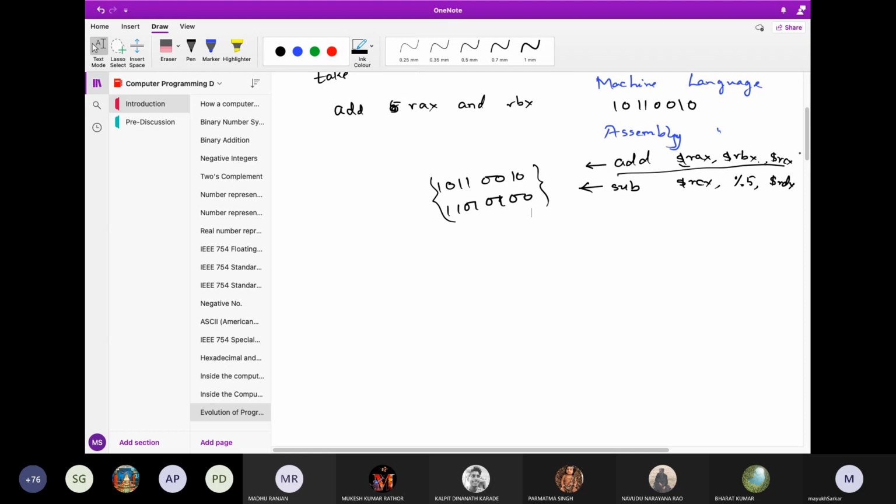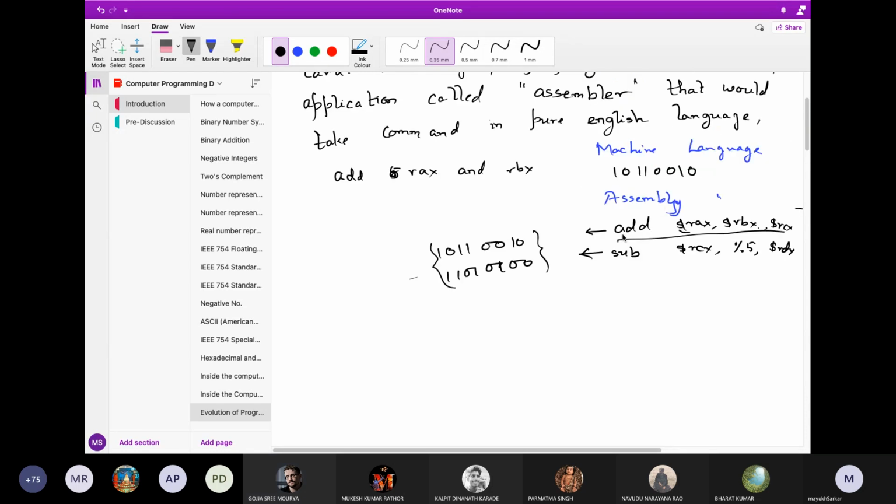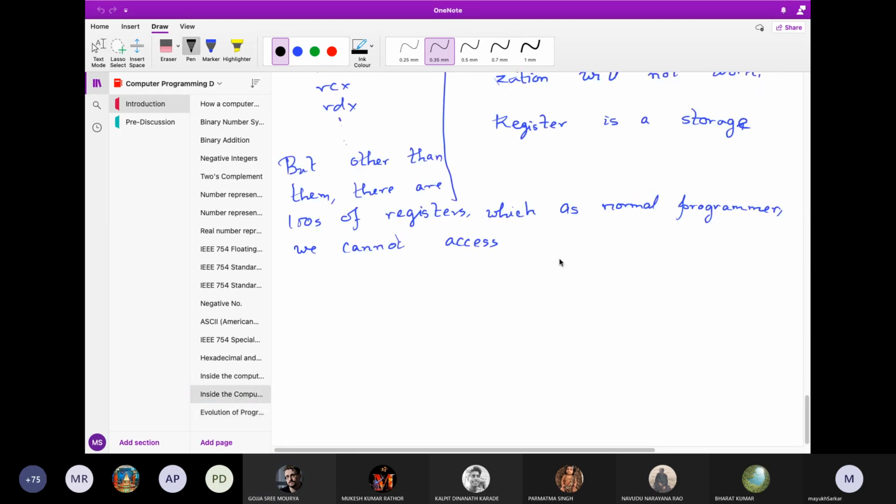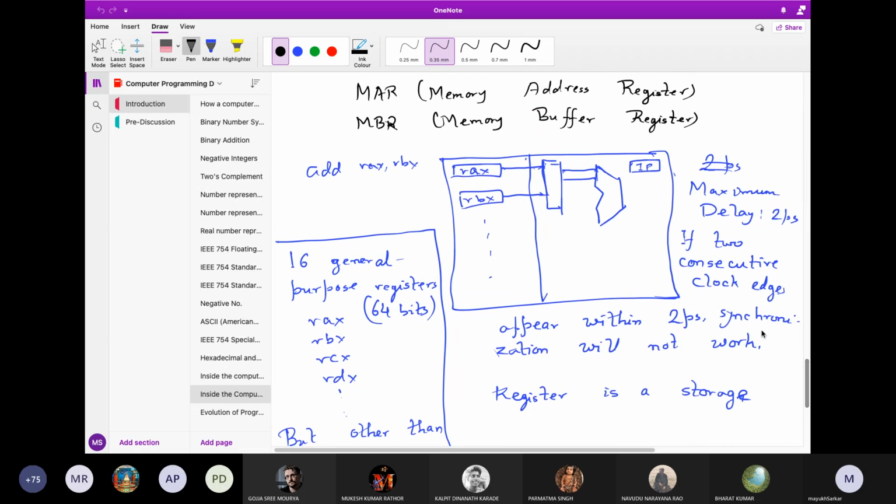But as the program requirements grew, Sir, in this assembly, what are those add and sub? Are they functions? No, there is a concept of function, but in fact it is called a procedure. These are instructions. For example, if you write add rax, rbx, rcx, this instruction will tell the control unit to activate the adder, send the corresponding signals to the adder, and take the data from rax.